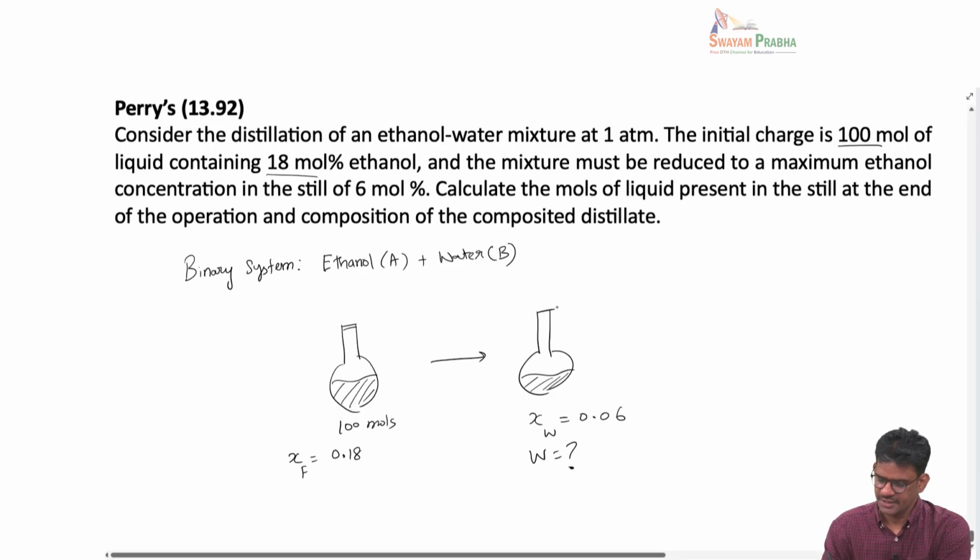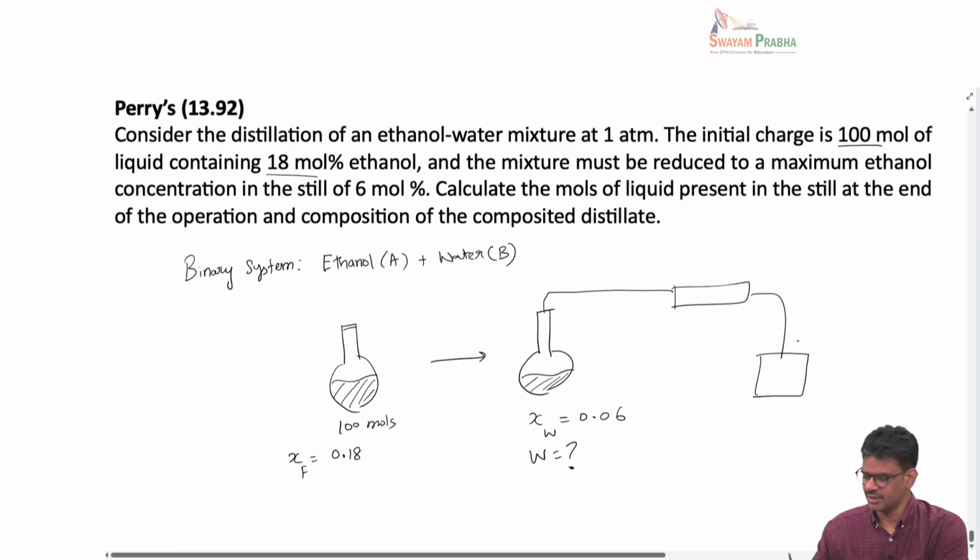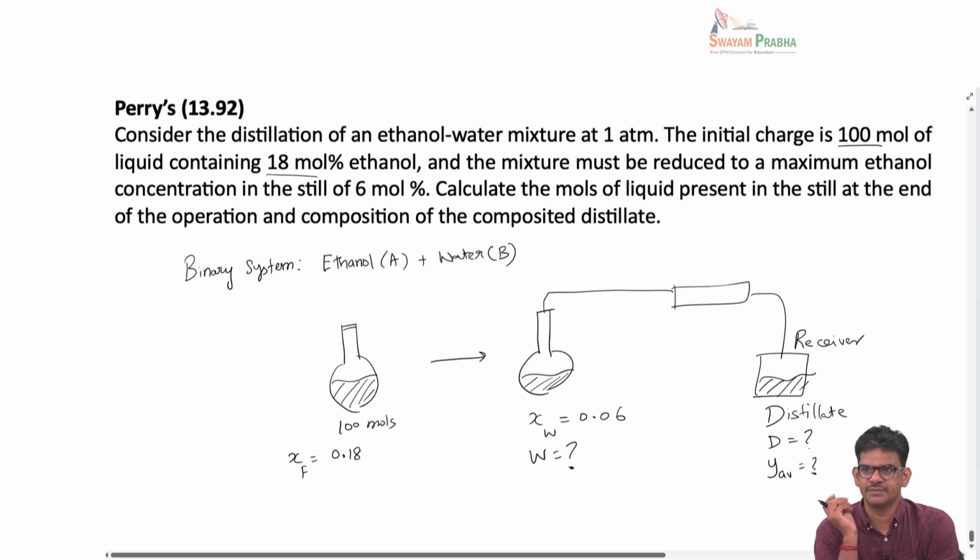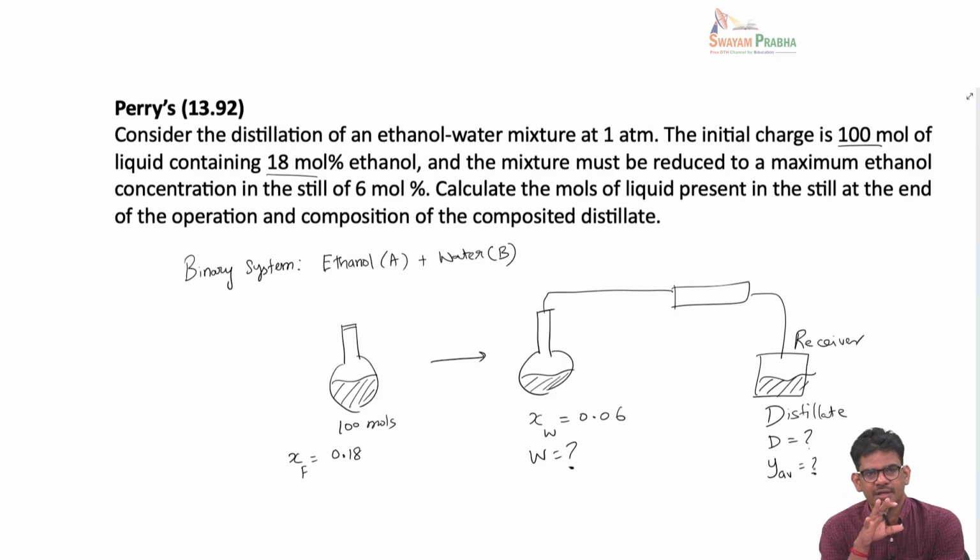So here you might have collected the vapor, condensed it, and then collected all the vapor into a receiver. So this is the distillate D. We need to find what is D, and we need to find what is the average distillate composition. So these are the questions to be asked. It is usually good practice to draw a schematic of the problem statement and then give the data in the schematic, just to give an overall picture of what is being asked and what is being given.